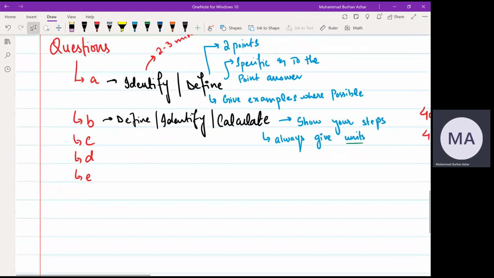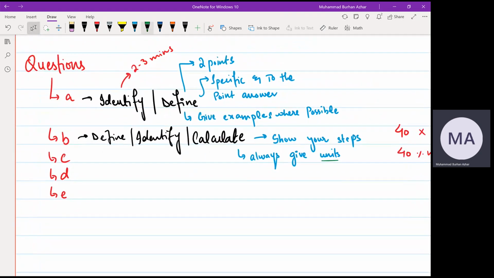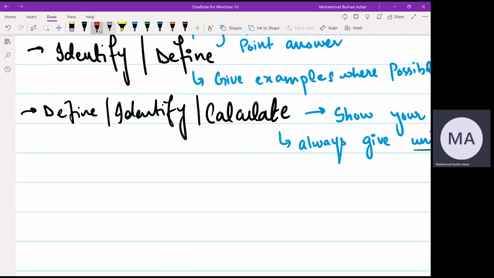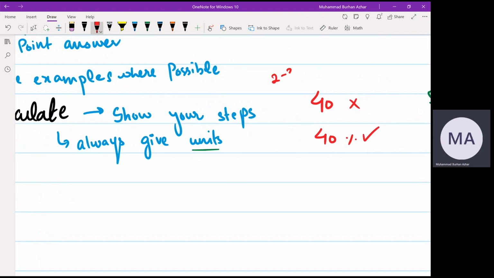So that is something जो A और B part के होते हैं. The calculation का भी 2 mark का question होता है and you should be able to do this in 2 to 3 minutes.